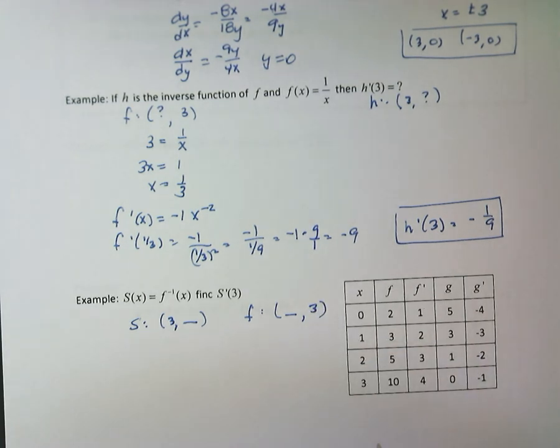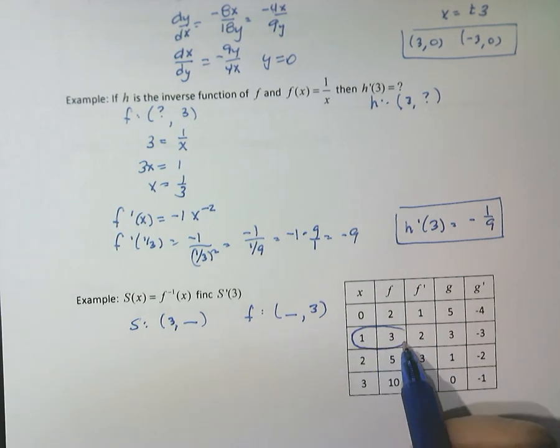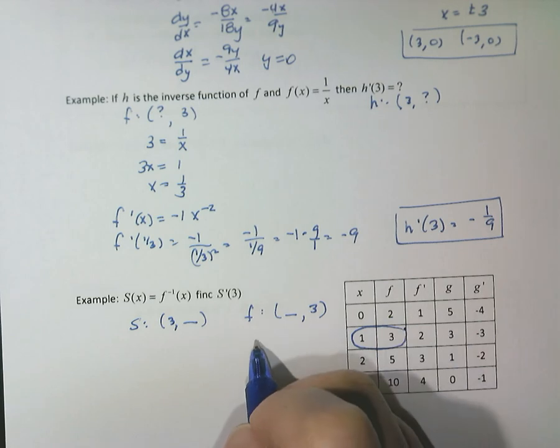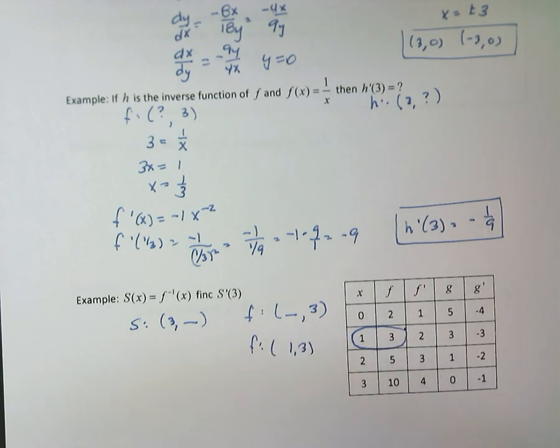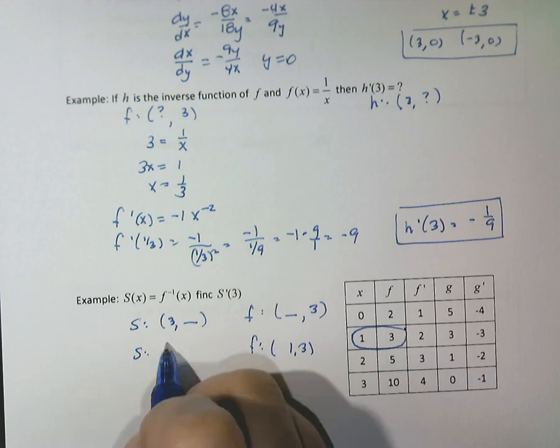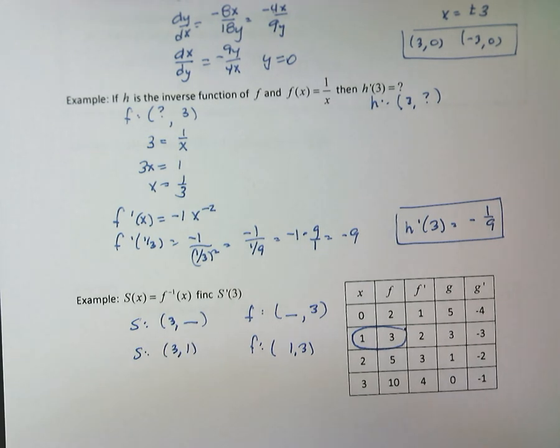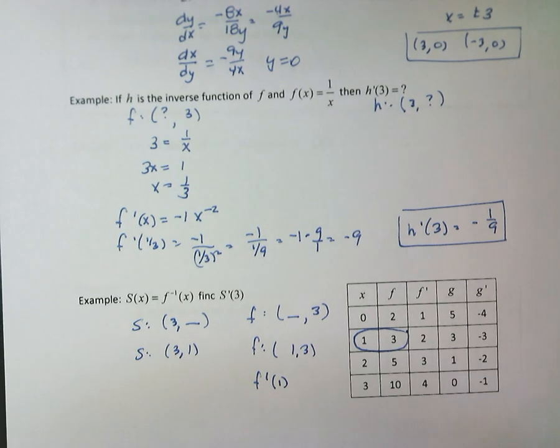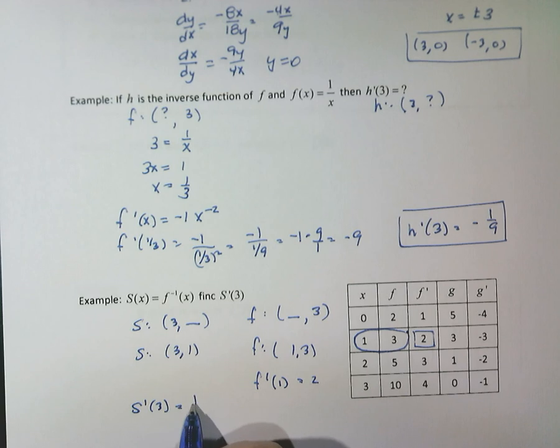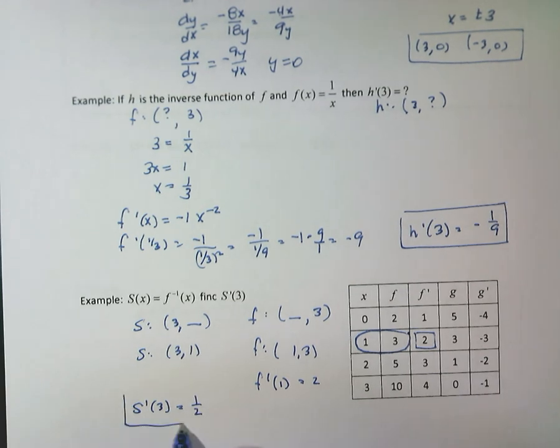So I come to my table when y equals 3. Okay, here's y equals 3. This is the point I want. So I know that the function f has the point (1, 3). So that means my function s has the point (3, 1). I don't have any information here about s, but I do have it about f. So I know the derivative at 1 is right here. Since the derivative is 2, my inverse is going to be the reciprocal of 2, which is 1/2.